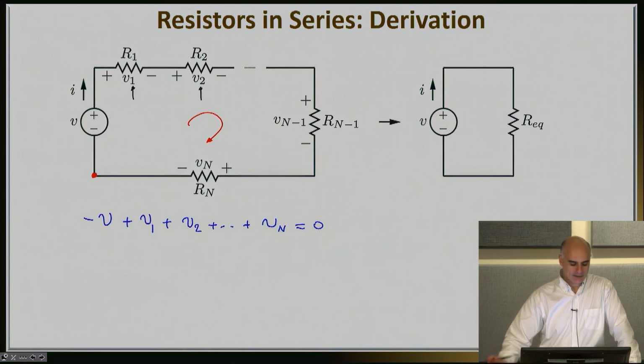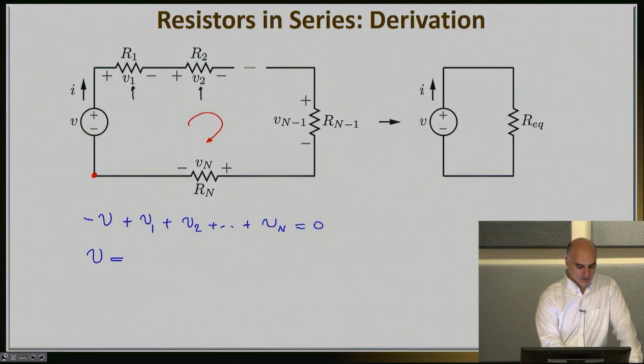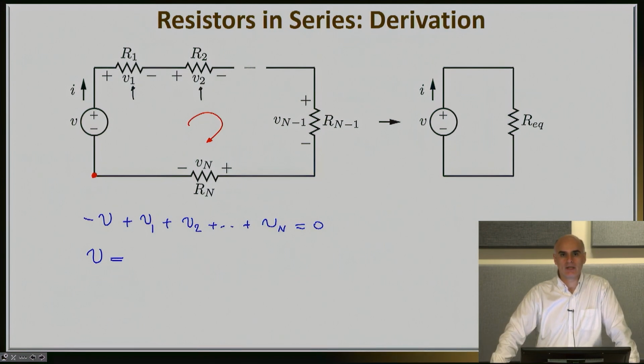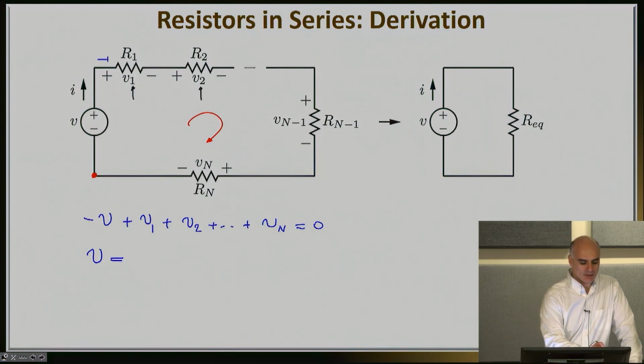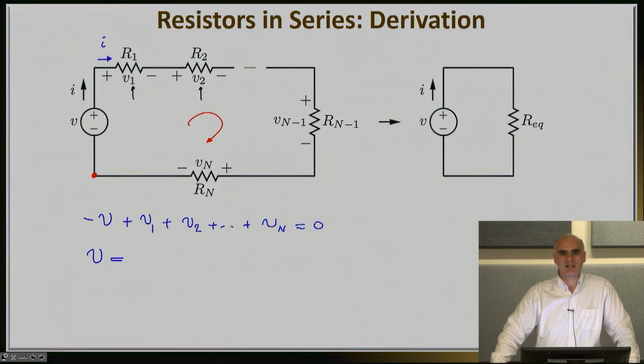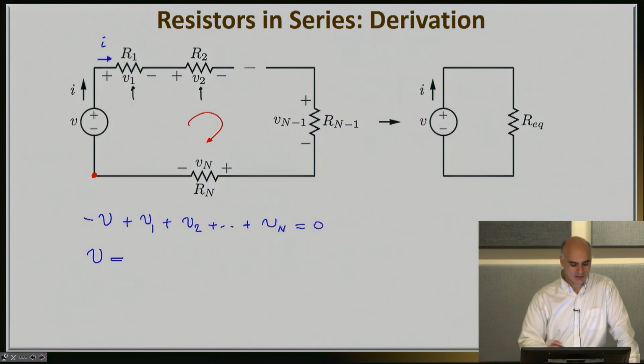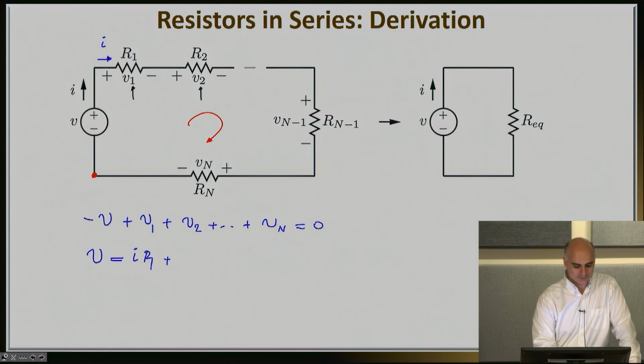Another way to write this is that V is going to be equal to V1. But if you check V1, I have a passive sign convention. I have my current I1 flowing into the plus sign of V1. So I can use Ohm's law and write that V1 is equal to I times R1.